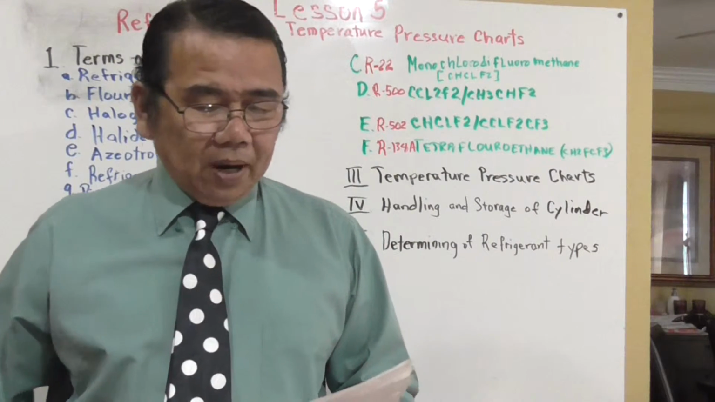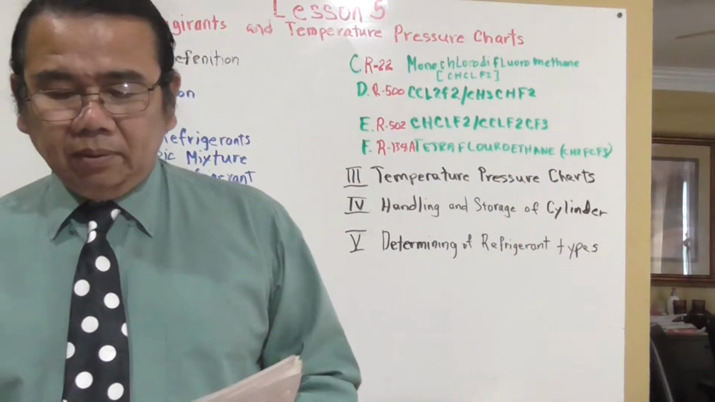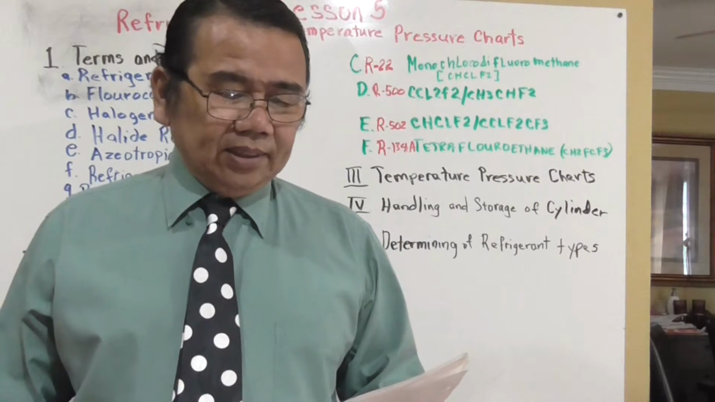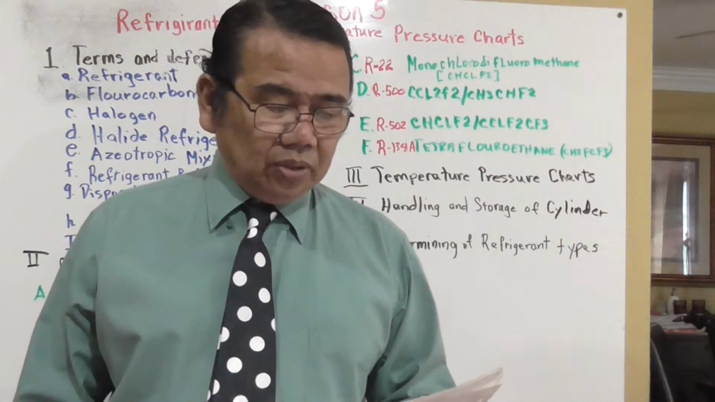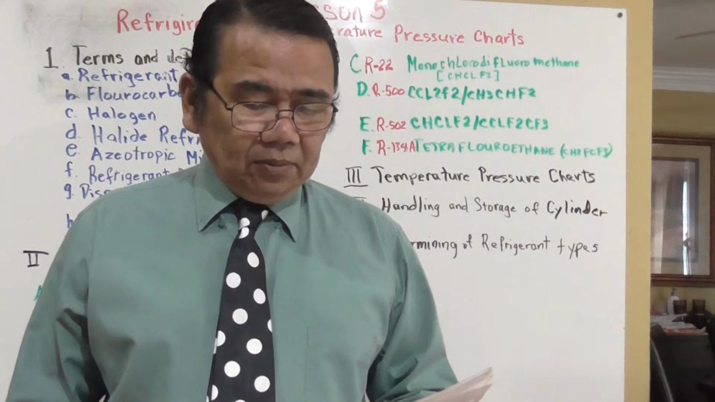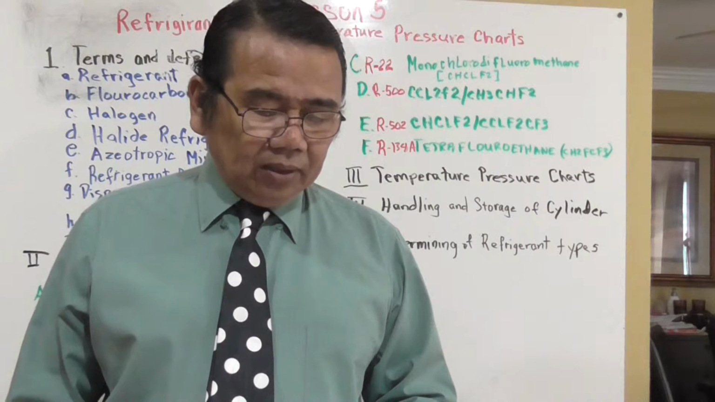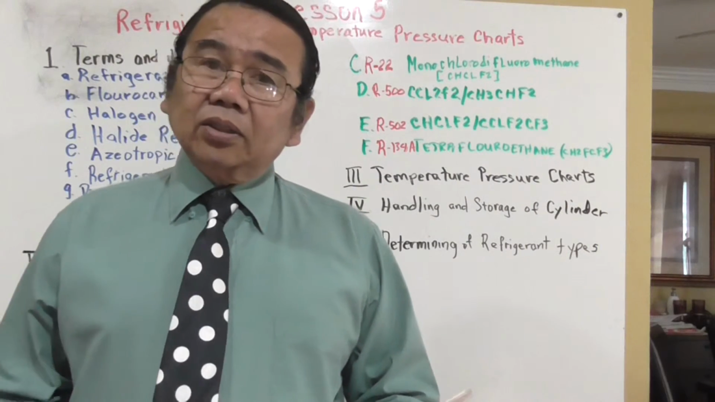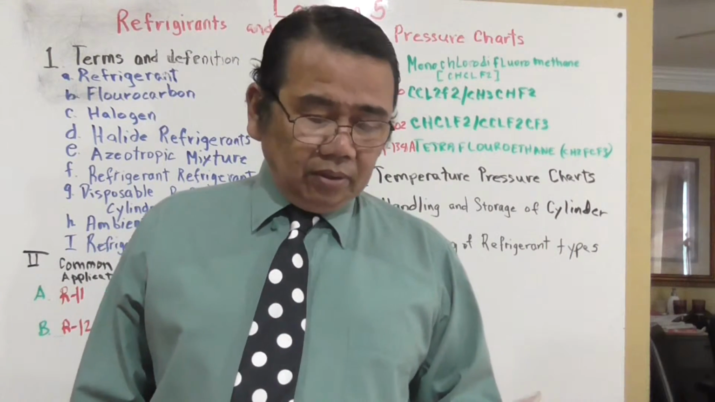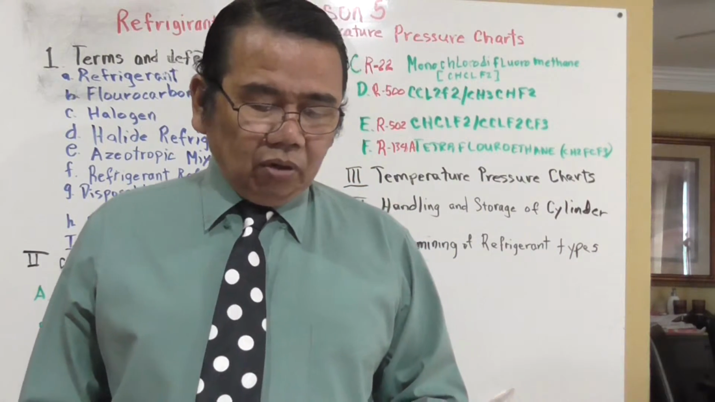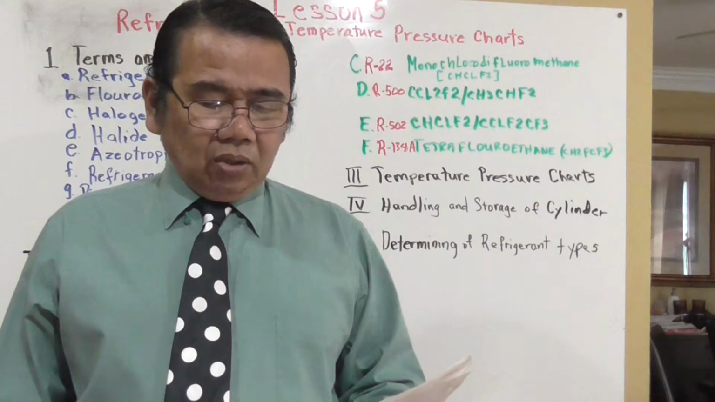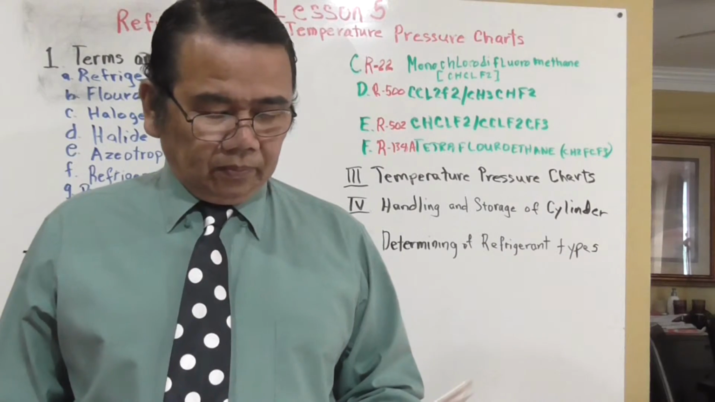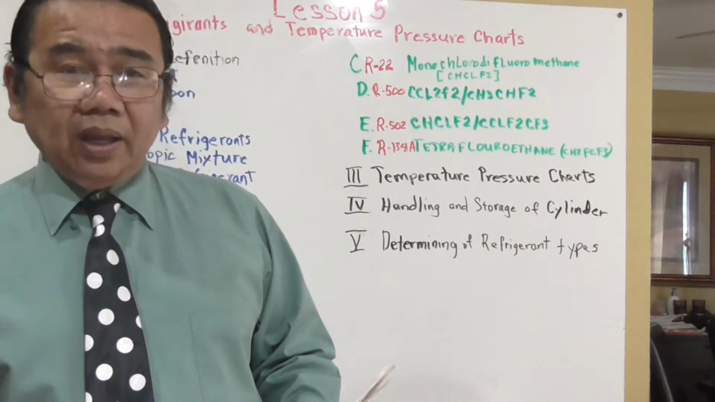R502 is non-flammable, non-corrosive, non-toxic, and stable under normal situations. Leaks may be detected by halide torch, soap solution, electronic leak detector, and the cylinder color coding is orchid purple.